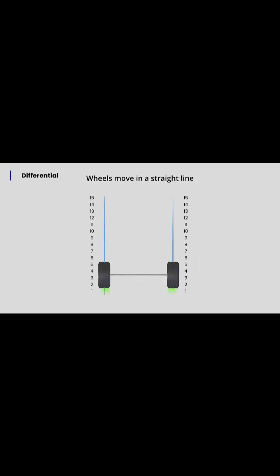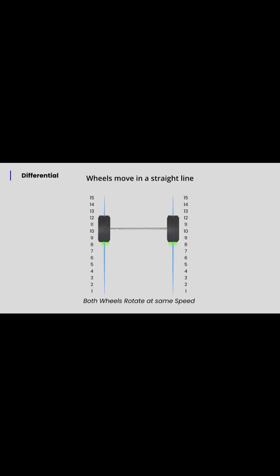Imagine a simple car axle with two wheels attached. When the car moves in a straight line, both wheels rotate at the same speed because they travel the same distance. In this case, both wheels are in sync.